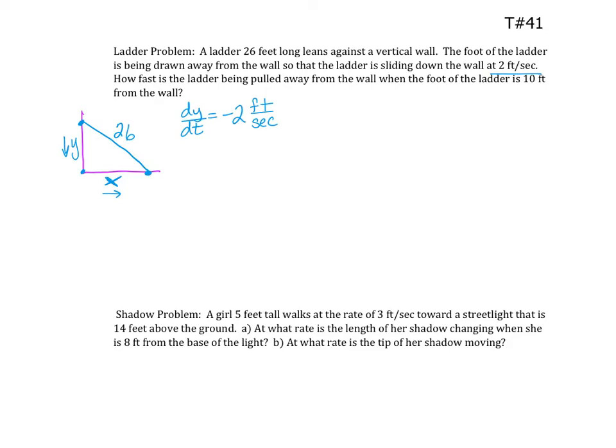How fast is the ladder being pulled away from the wall? This is where it's being pulled away. So find dx/dt when what? When the foot of the ladder is 10 feet from the wall, so that's when x is equal to 10 feet. Perfect. Now let's do our next step. Our next step is to write the relating equation.